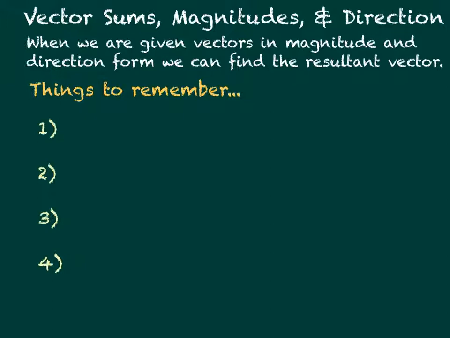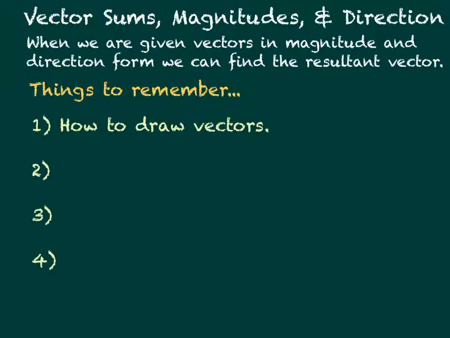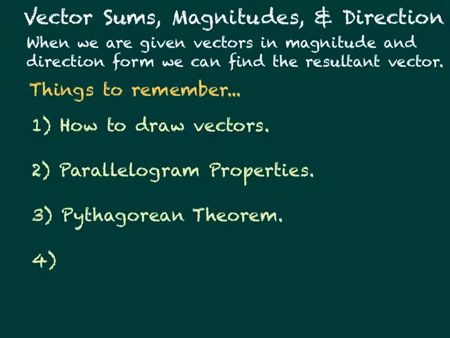The first thing is understanding how to draw vectors, which we've already talked about recently. The second thing is our parallelogram properties. That'll come in handy when we're trying to find some angle measures. The third thing is the Pythagorean Theorem. We've been using this for years, but it'll come in handy again when we're trying to figure out some of these word problems and using that to find sides of our triangle or angles.